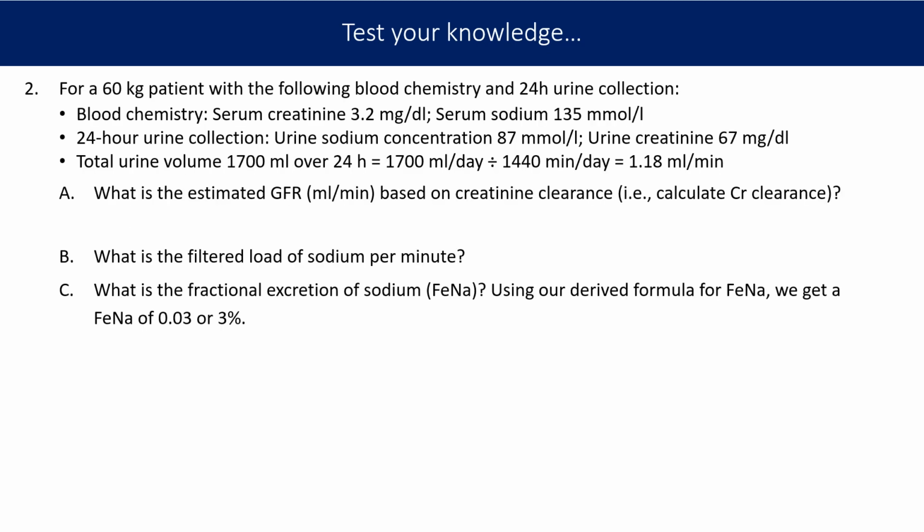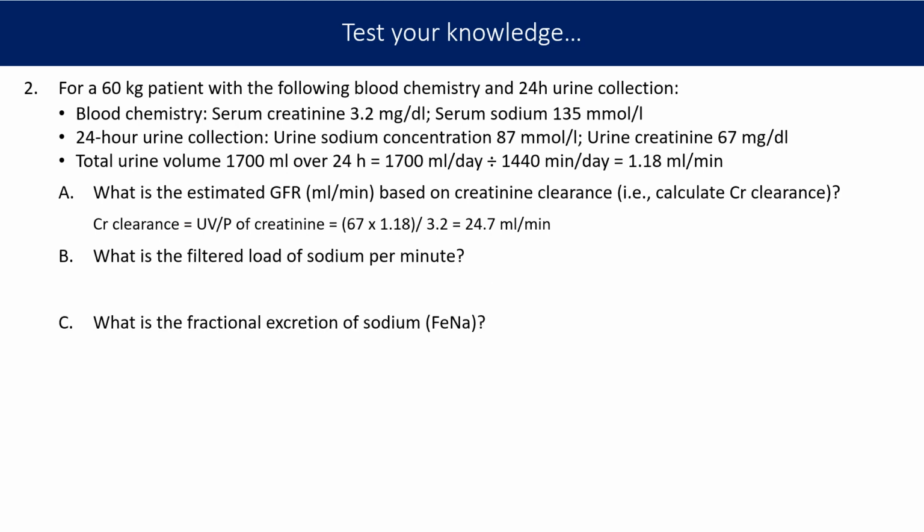Second question. For a 60 kg patient with the following blood chemistry and 24-hour urine collection. A. What is the estimated GFR based on creatinine clearance? Calculate creatinine clearance. So creatinine clearance is UV over P of creatinine, which is urine creatinine concentration of 67 times urine output rate of 1.18 ml per minute divided by plasma concentration of creatinine of 3.2. This is equal to 24.7.